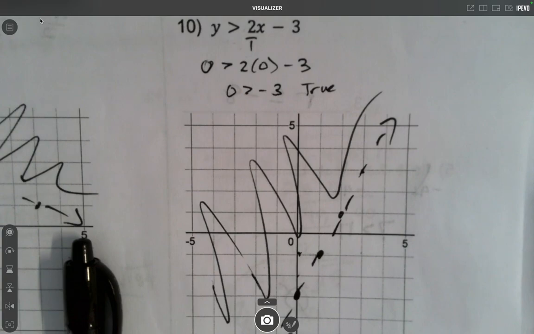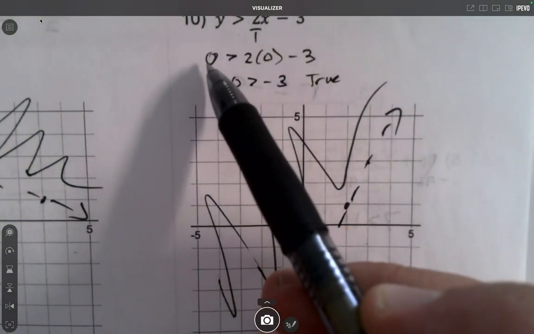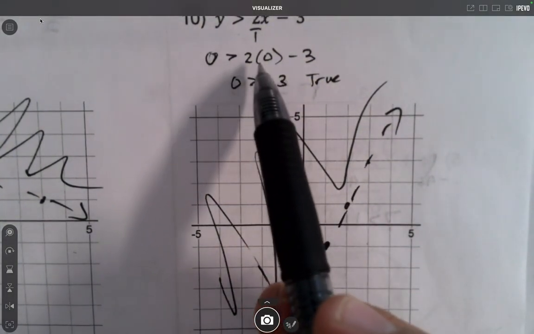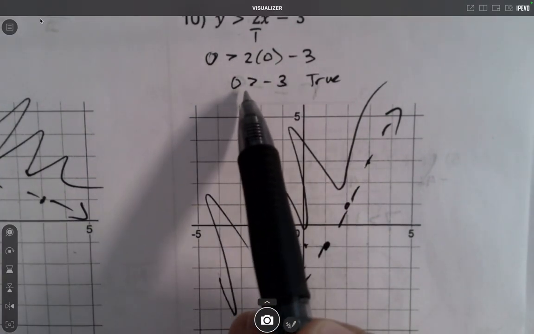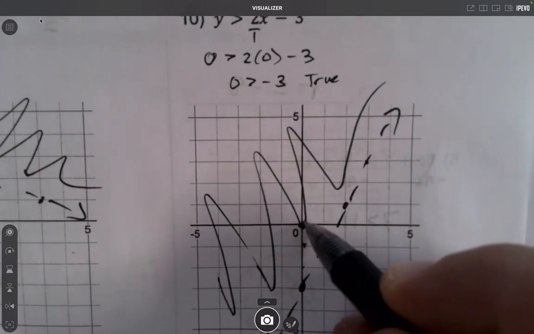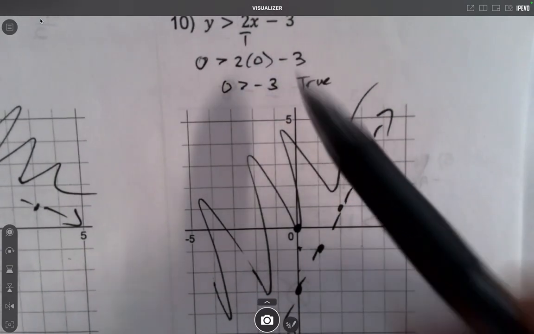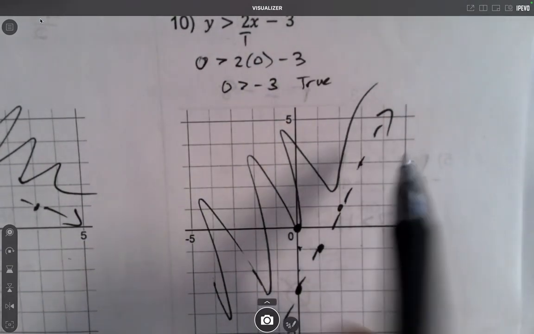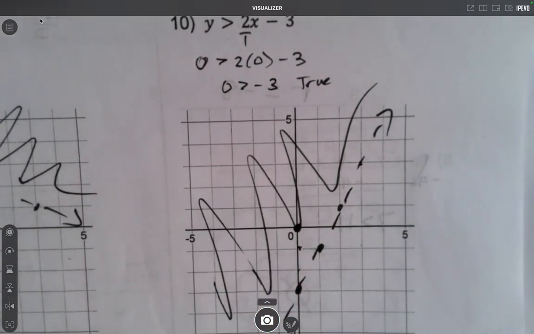So I'm going to choose to test 0, 0 again. When I plug in 0 for x and 0 for y, 2 times 0 is 0. 0 minus 3 is -3. 0 is greater than -3 is true. So that means this point, the origin, is a true thing that does work in this inequality. And if that point works in the inequality, then every point on this side of the line will also work in the inequality. So that's why we shaded it on that side.